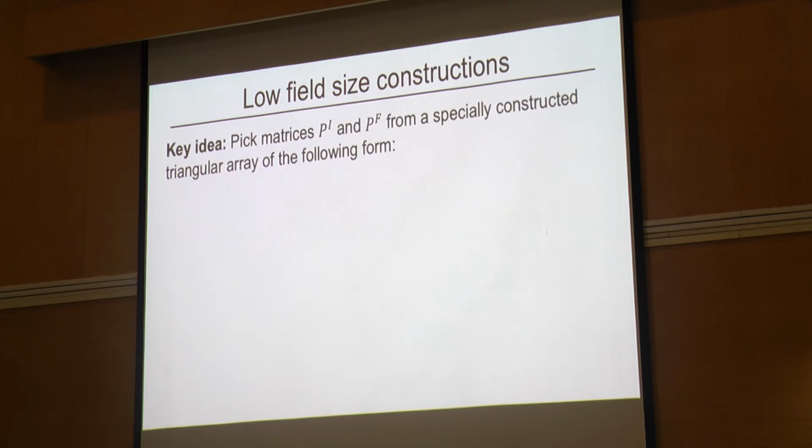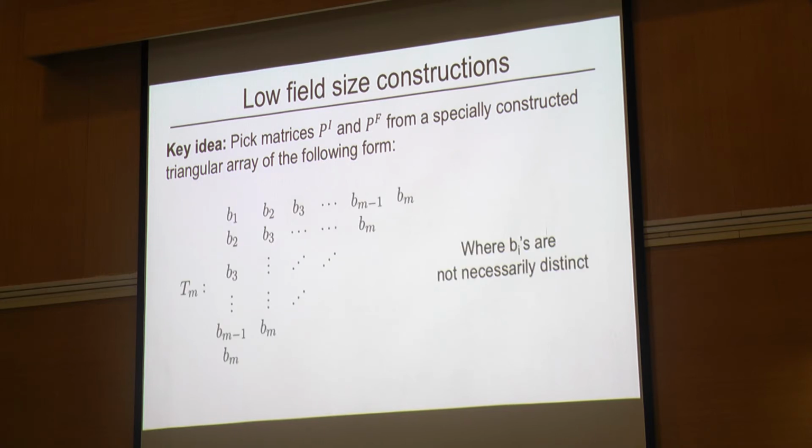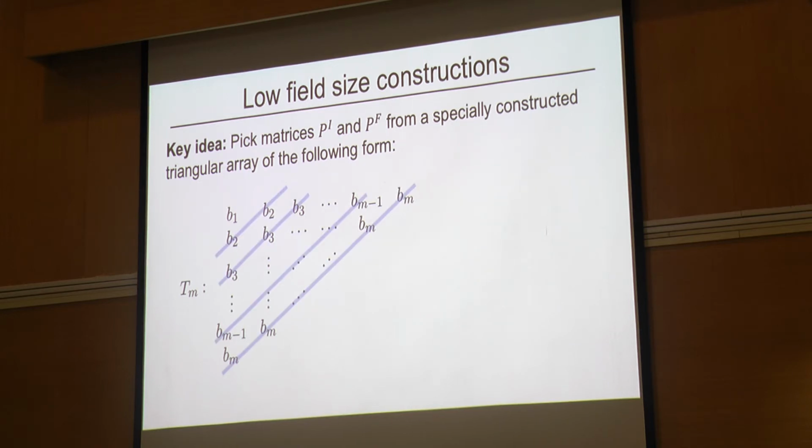So the key idea here is to pick the matrices Pi and Pf from a specially designed array which is of this form. Okay, so here one thing to note is the Bi's need not be distinct. Given that, this has this particular form where if you look at the left hand bottom corner to the right hand top corner diagonal, it's all identical. So the Bi's are identical. Okay, so this form is called a Hankel form, and this turns out to be very useful in our construction.